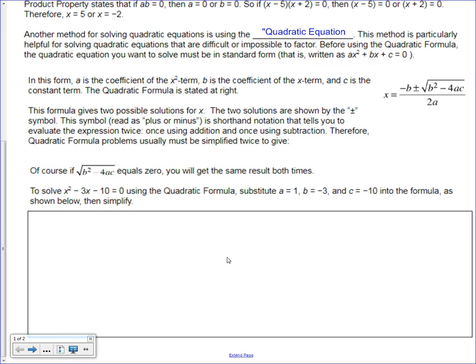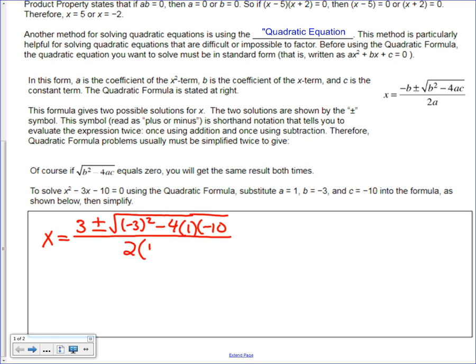So let's do a practice problem. To solve x squared minus 3x minus 10 equals 0 using the quadratic formula, we're going to substitute a equals 1, b equals negative 3, and c equals negative 10 into the formula as shown below. Then simplify. So we get x equals, b is negative 3, so the opposite would be positive 3, plus or minus the square root of b squared, or negative 3 squared, minus 4 times 1 times negative 10, all divided by 2 times 1.